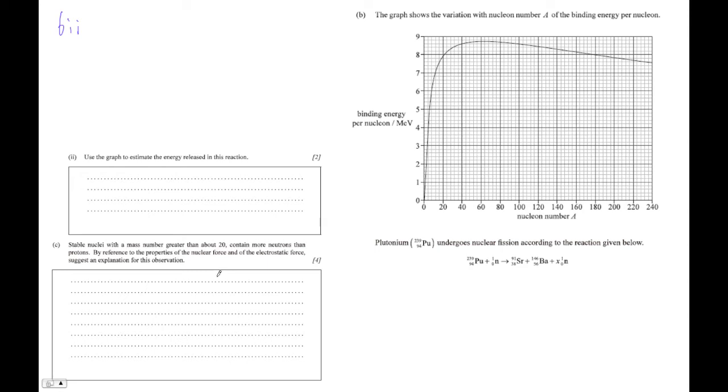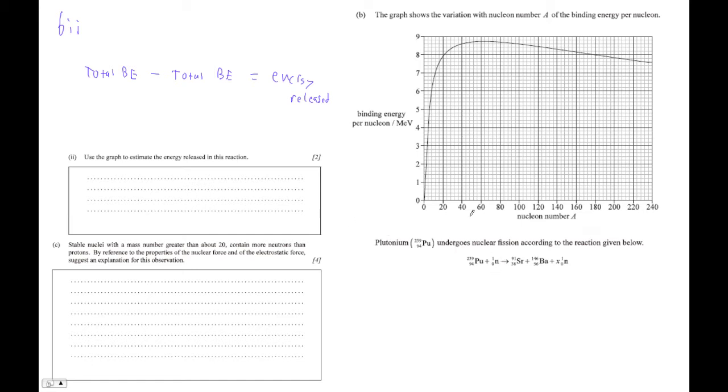Use the graph to estimate the energy released in this reaction. Well, that's awfully interesting, right? So what we're going to do is use binding energy per nucleon. The basic idea is that total binding energy minus total binding energy is going to be the energy release. Okay? Total binding energy minus total binding energy is energy release.